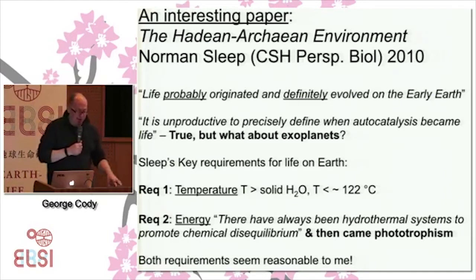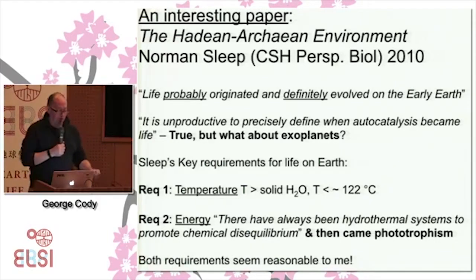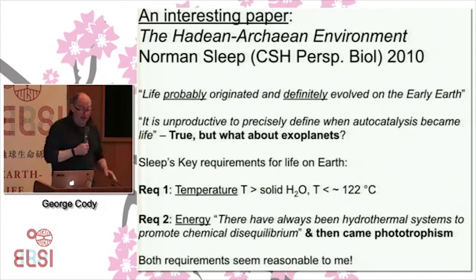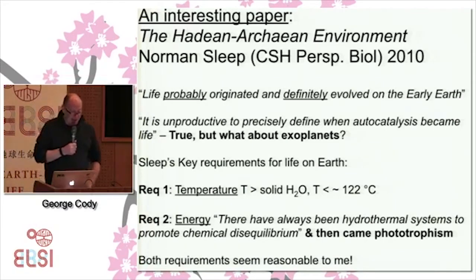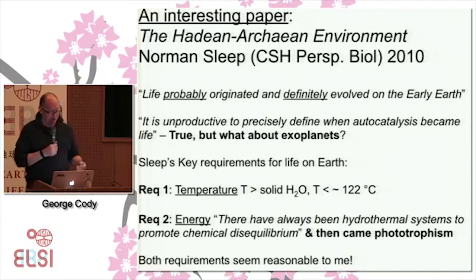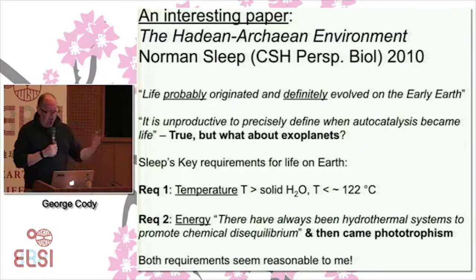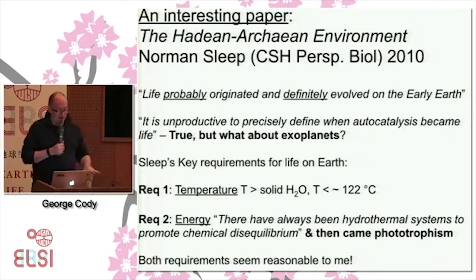So again, going back to Norm Sleep's key requirements, he says temperature is key here. We've got a narrow band of temperature to play with. It has to be warmer than solid water. So you could have brines that are colder than zero, but at a certain point water is going to solidify, and it has to be, he argues, less than 122 degrees centigrade. And then the second requirement is straightforward. There has to be energy. And I like the fact that he said there have always been hydrothermal systems to promote chemical disequilibrium throughout Earth history. He also argues that then came phototrophism. I think everybody agrees with that. So Norm grounds the questions rather nicely, and both are requirements that seem very reasonable to me.